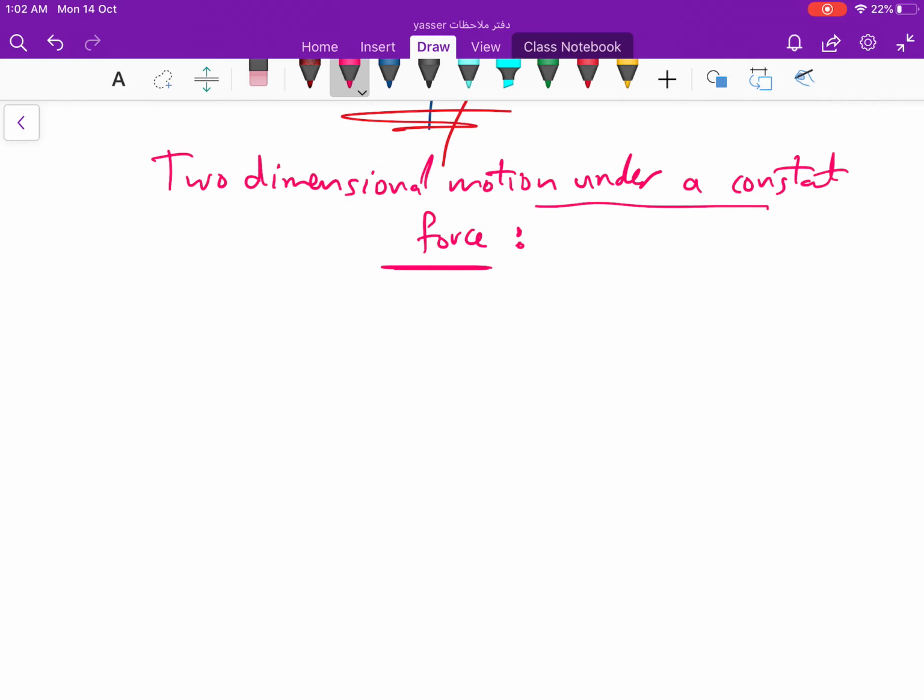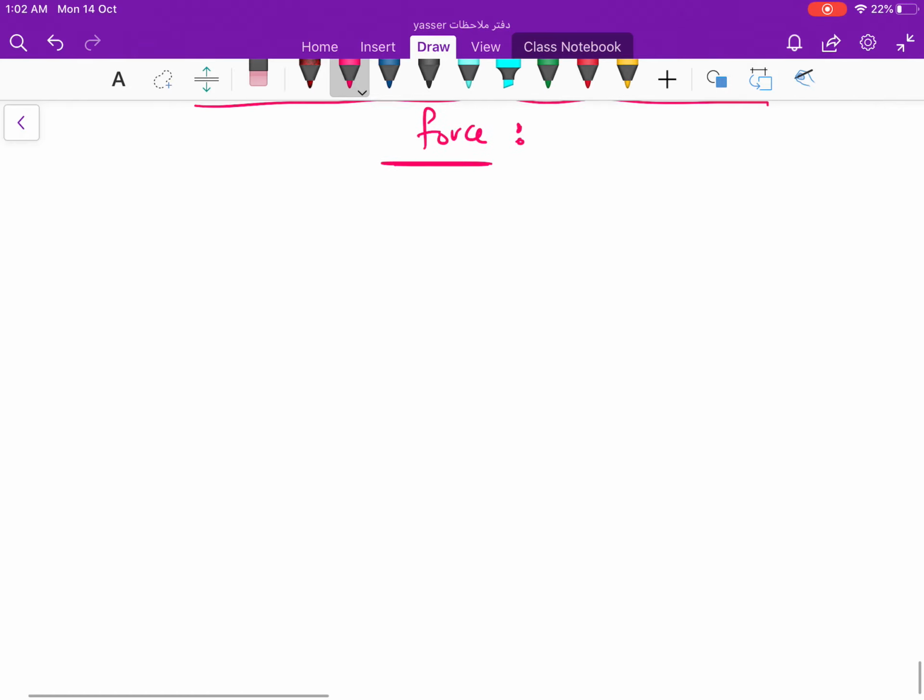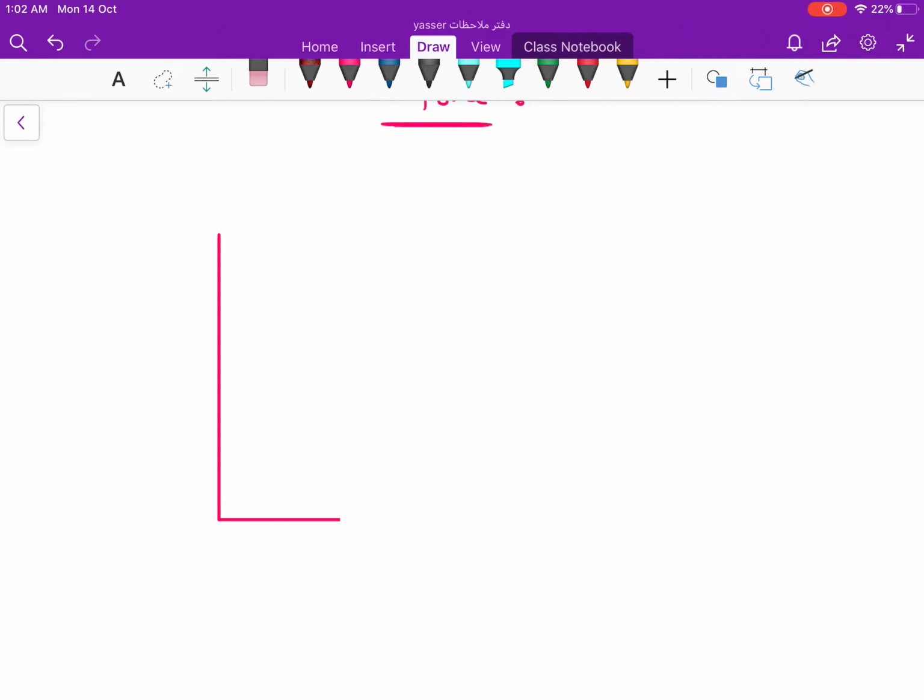Two-dimensional motion under a constant force is considered a kind of translational motion, the motion between 2 points but in a curved line, in two dimensions, x and y. So if we have a graph, we represent x and y, and here is the velocity, and here is time.